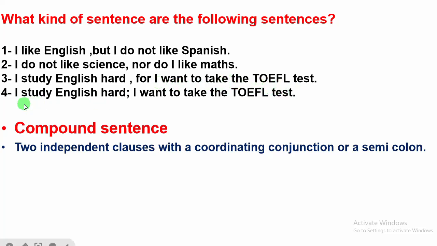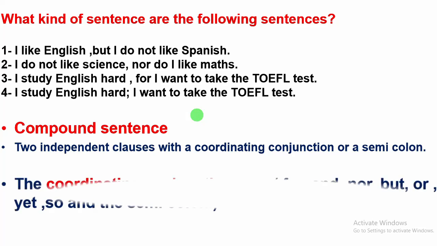In the fourth sentence, I do not have a coordinating conjunction, but I have a semicolon. That punctuation mark is a semicolon, and it acts like a coordinating conjunction, making a compound sentence. I study English hard; I want to take the TOEFL test. That is the way we form a compound sentence.